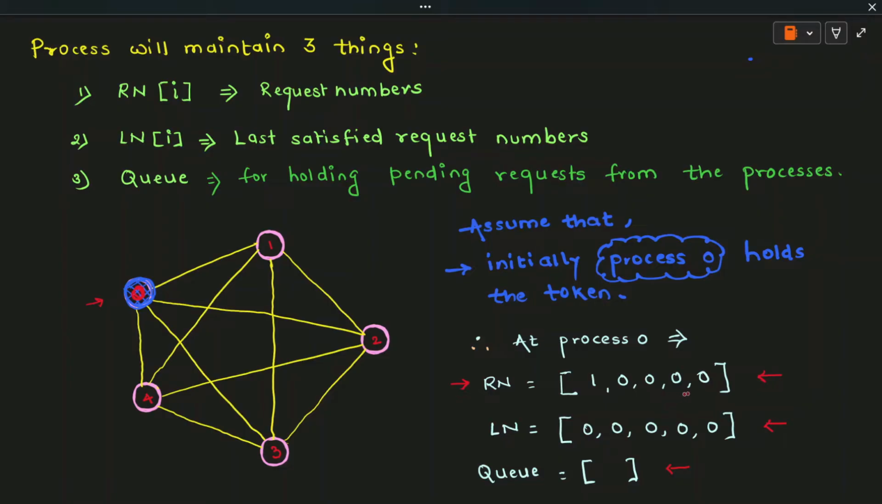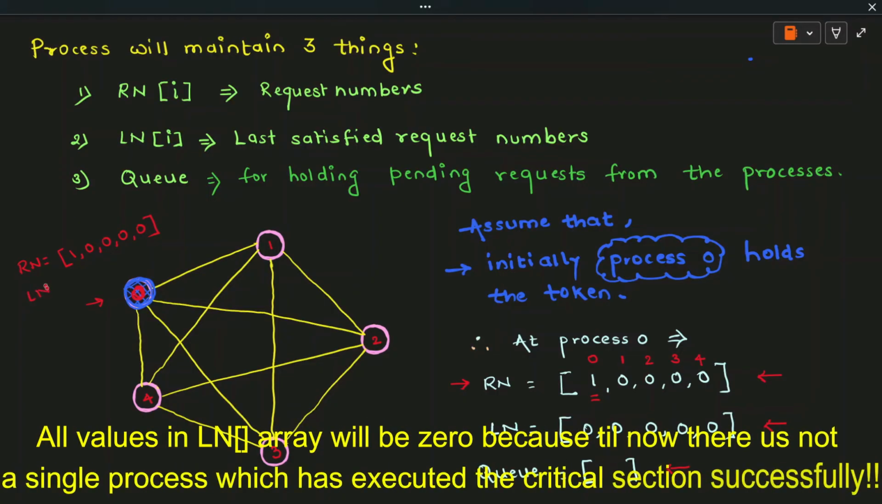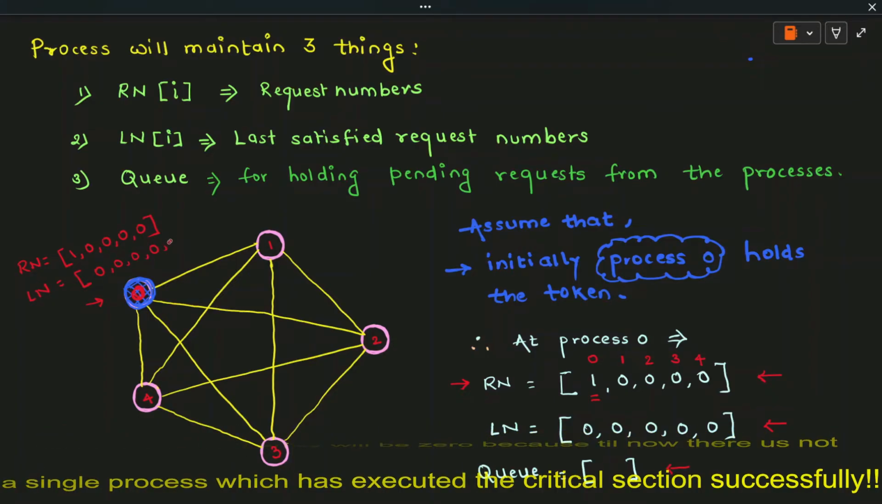Each flag will be there for each process. First flag will be for process 0. This flag will be for process 1, then this is for 2, this is for 3, and this is for 4. Now these processes, process 1, process 2, process 3 and process 4, are not holding the token. So that's why these values are kept 0. Here we can say that the request number will be 1, 0, 0, 0, 0. Total 5 values as there are total 5 nodes. Ln's value, that is the last satisfied request numbers value, will be 0, 0, 0, 0, 0.